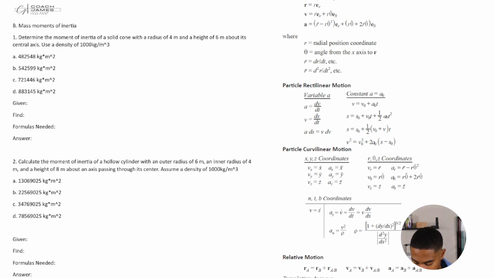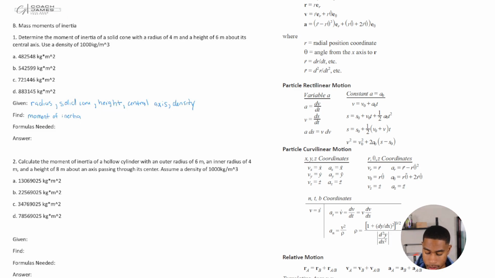Let's see here. What information am I given? Well, first of all, they give us the radius. It's a solid cone. They give us the height of the cone. And they tell us that it needs to be about its central axis. They also give us the density. What are we trying to find? We're trying to find the moment of inertia. Hopefully that makes some sense.